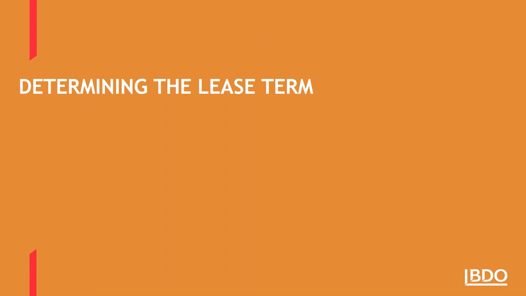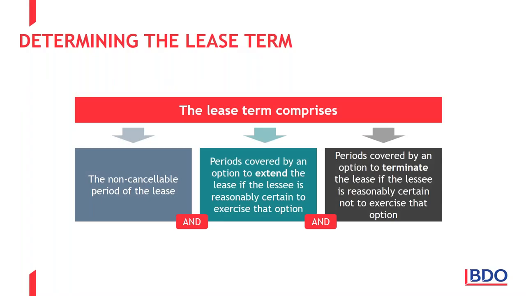Now, this is the critical part, I would say, of today's presentation, because we've had that IASB webcast to clarify the meaning of paragraph capital B34. So, a little bit of an introduction. The standard says when you determine a lease term, the lease term comprises three parts. The first one is the non-cancelable period of the lease, and you look at periods covered by an option to extend the lease if the lessee is reasonably certain to exercise that option.